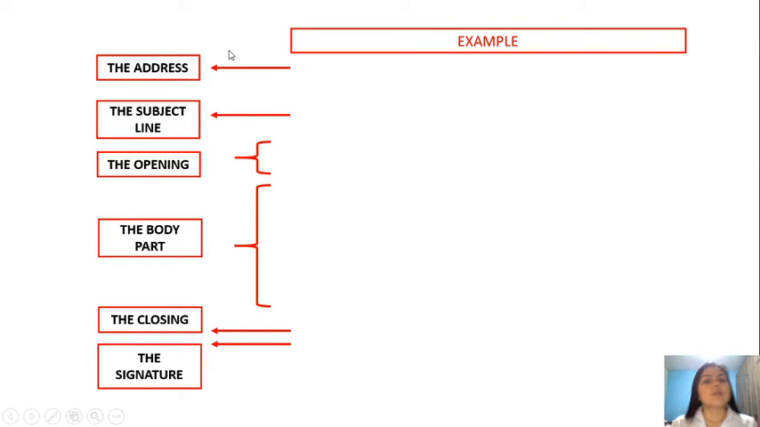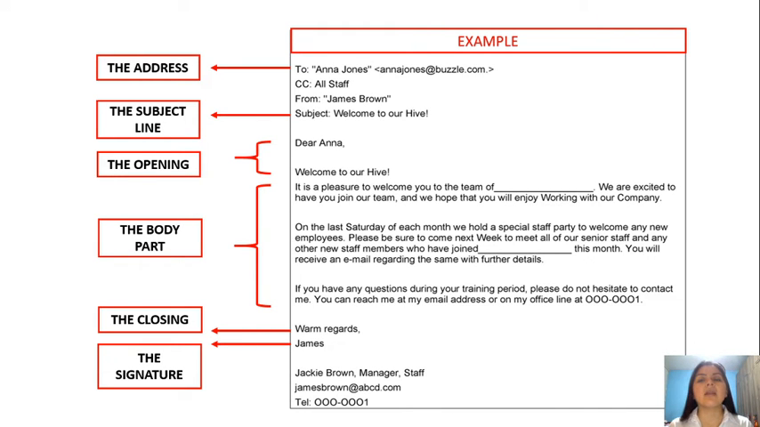We have some steps to follow when we write an email. For example, the address, the subject line, the opening, the body part, the closing, and the signature also. Okay, let's check. And there you will find the example. Okay, what's the address? Look at the example here.